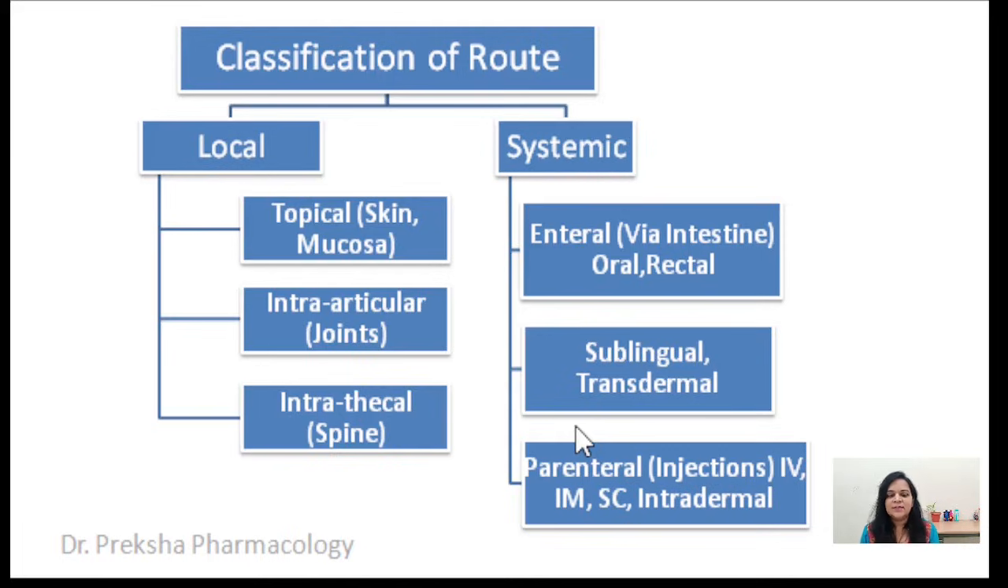So drugs can be given for local action and systemic action. For local action, for example, topical route, that is by the skin and mucosa. Then intra-articular, that is into the joints. Then intrathecal, that is into the spine. And systemic route, that is enteral via intestine, that includes oral and rectal route, then sublingual and transdermal route, parenteral, that is by intravenous, intramuscular, subcutaneous and intradermal routes.